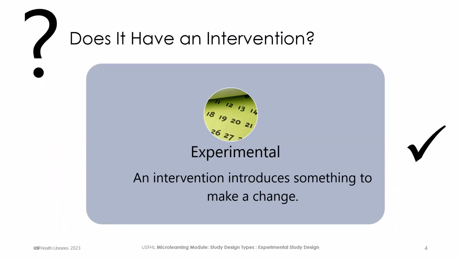The first question to ask is, is there an intervention in the study? If the answer is yes, then the study is experimental. In an experimental study, the investigator creates a controlled trial at the patient or population level to determine the exposure to a disease or disorder and tracks the participants over time to detect the effects of the exposure.